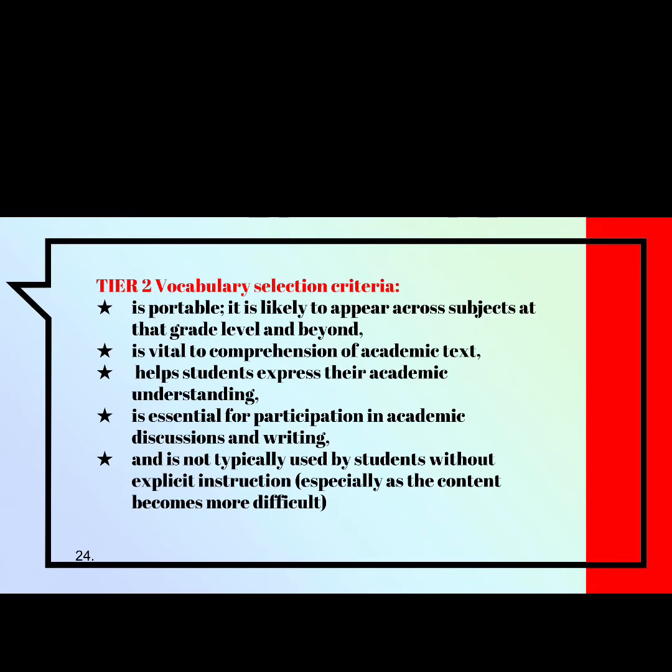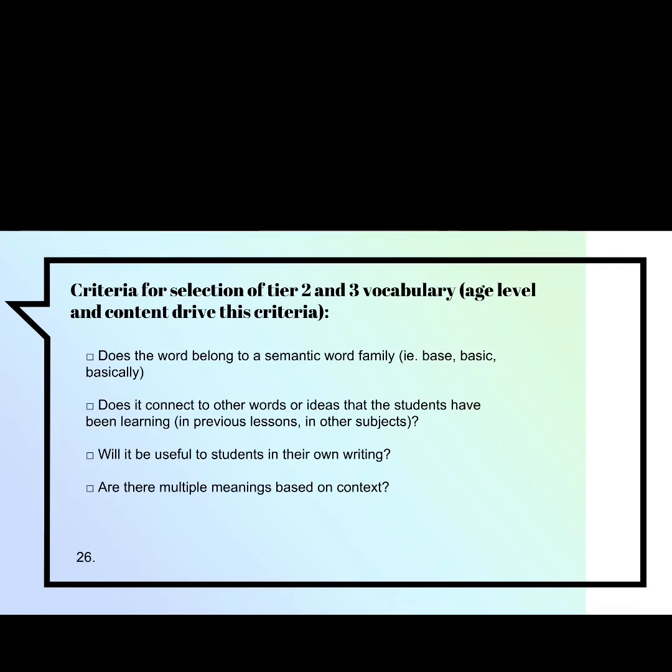So when we ask students to summarize a new type of content that maybe is more difficult, we have to ensure, A, they understand the steps that are involved in that term, and B, we have to model what it looks like. So as we begin to consider the selection of Tier 2 and Tier 3 vocabulary, we have to remember that the age level of the student and the content are really the main drivers behind this criteria.